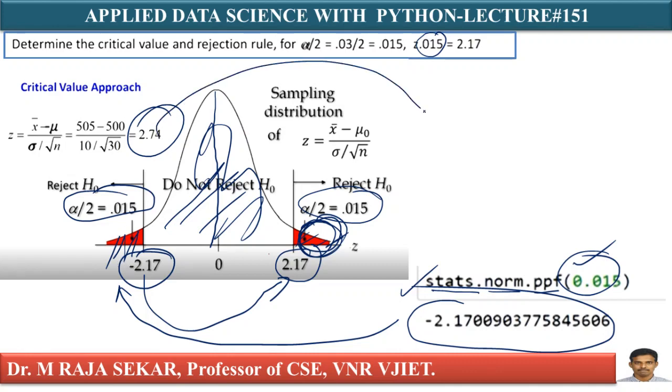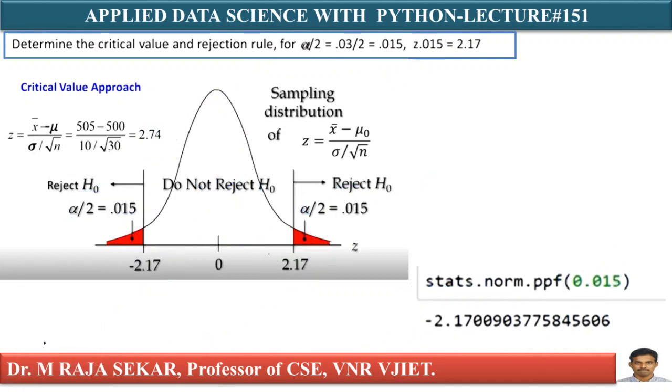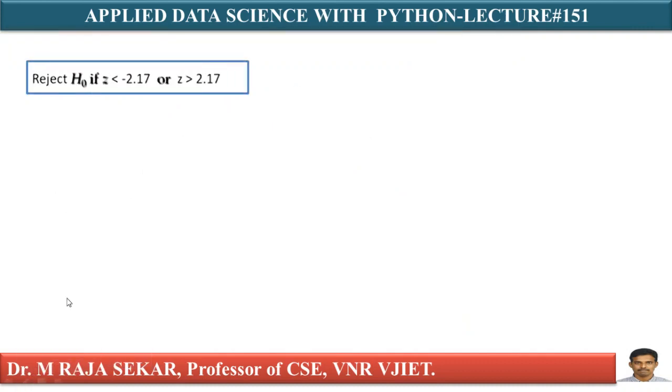This 2.74 is on the right side of 2.17. Therefore, I must reject the null hypothesis. If it falls between minus 2.17 and plus 2.17, I can say do not reject H naught. But here your Z value, that is 2.74, is on the right hand side of 2.17, which is the Z value corresponding to alpha by 2. Therefore, as it is in the critical region, we must reject H naught, isn't it? Reject H naught. This is the rule: if it is on the left side of minus 2.17 or the right side of 2.17.